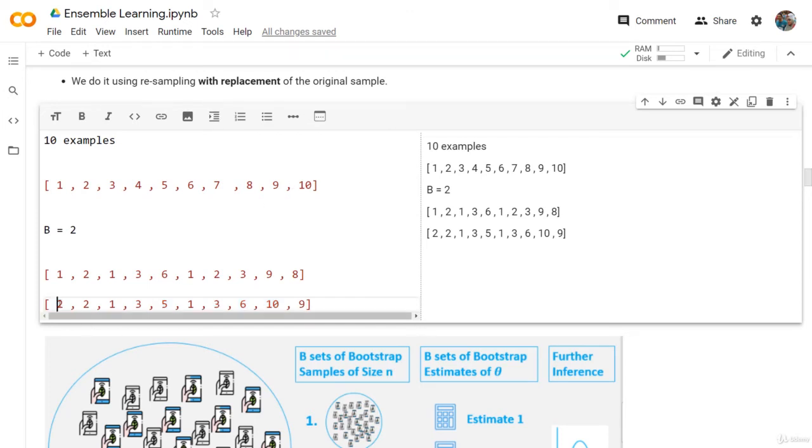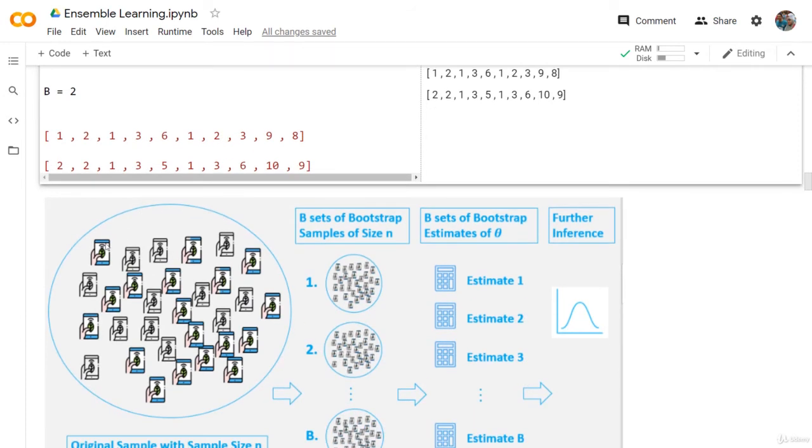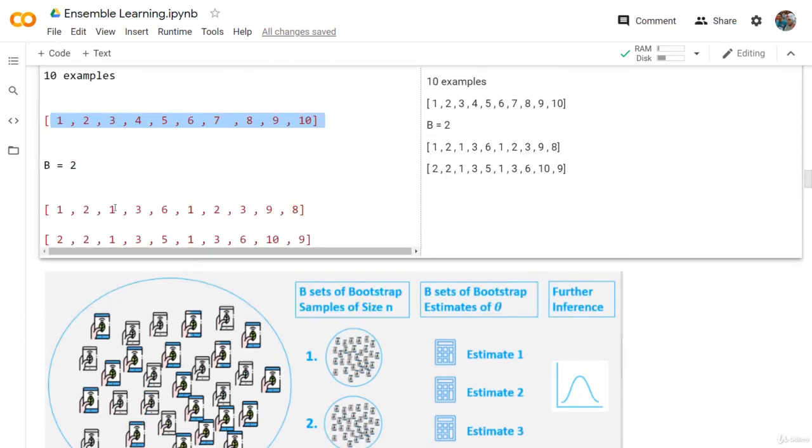So here we have 2 is repeated 2 times, 1 is repeated 2 times, 3 is repeated 2 times, and 7, 4, and 8 are not there, right? So this is how we perform resampling with replacement. We have 10 examples, and they are unique examples corresponding to our original sample, and then we construct B new sets. Each of them has a sample of size n, right? And we do this with replacement, so we have repeated elements or repeated examples.